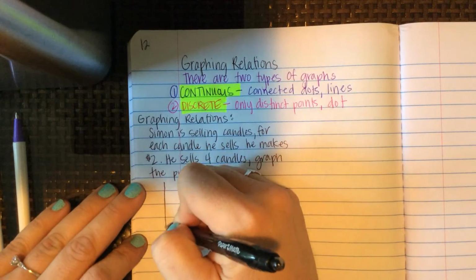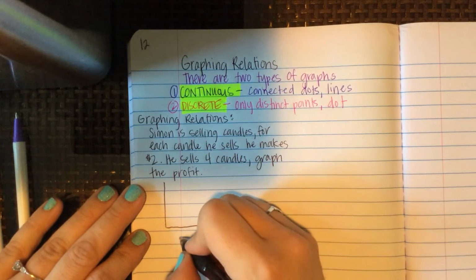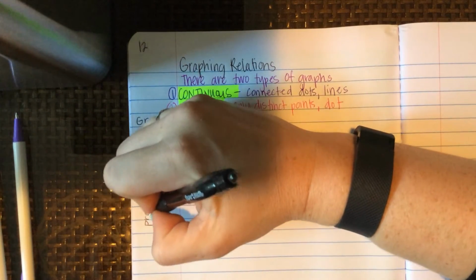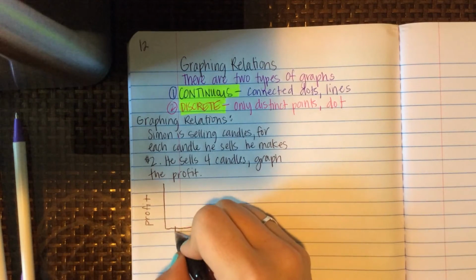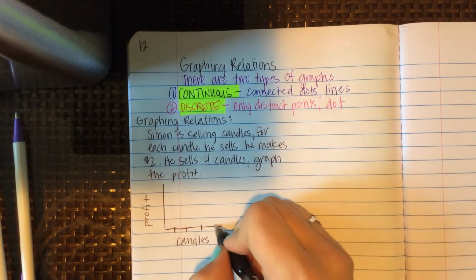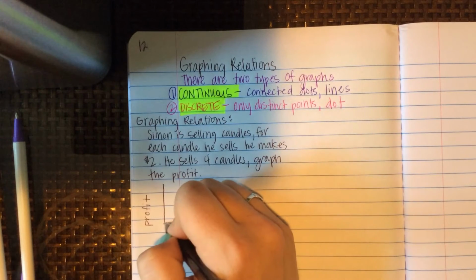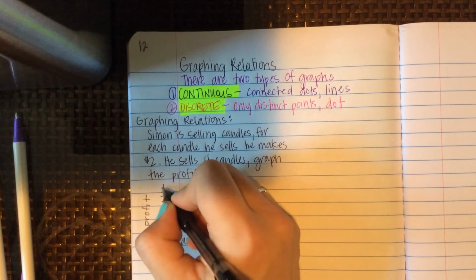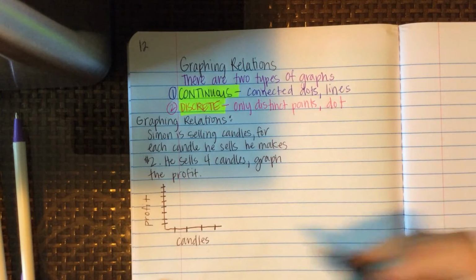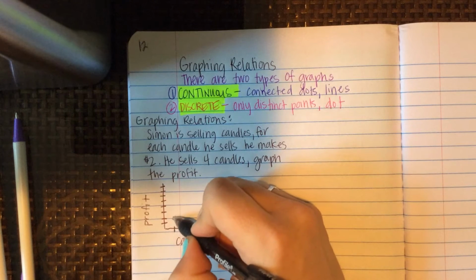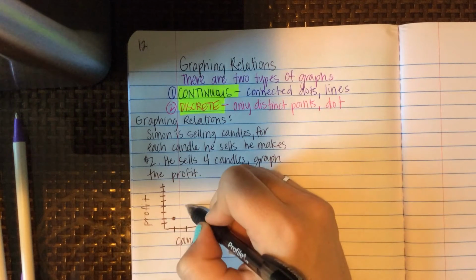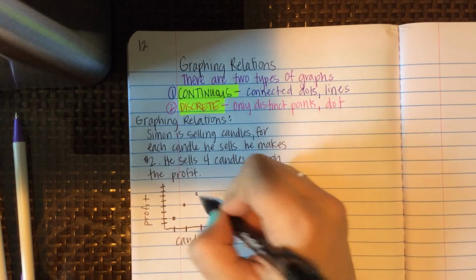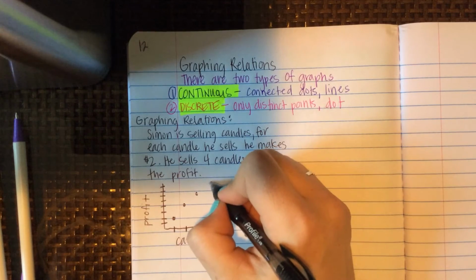I'm just going to draw a really simple graph. Candles and profit. So 1, 2, 3, 4. 1, 2, 3, 4, 5, 6, 7, 8. So at the first candle he sells, he makes $2. And the second candle he sells, he makes $4 profit. And the third candle is $6 profit. And the fourth candle is $8 profit.